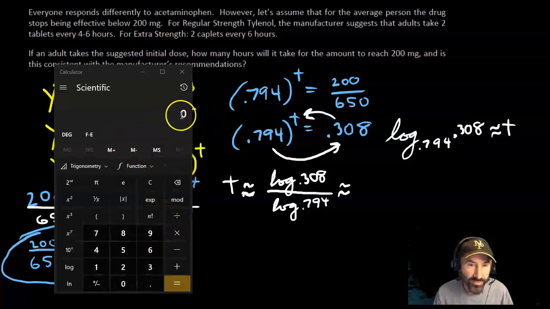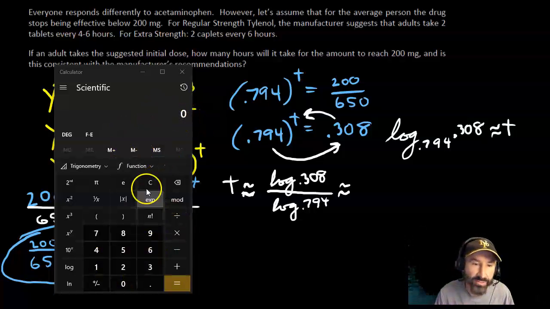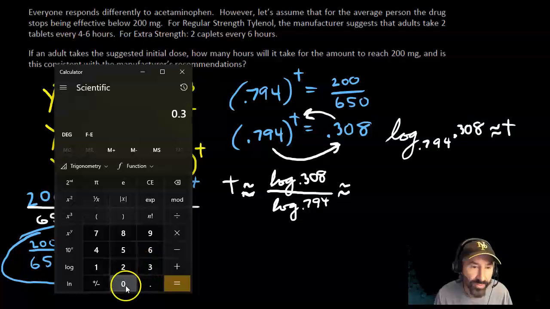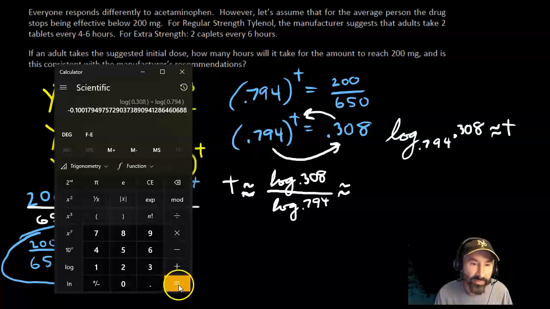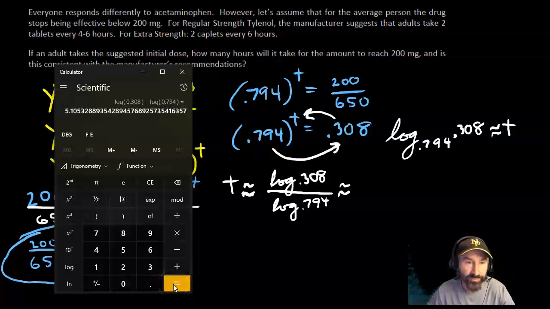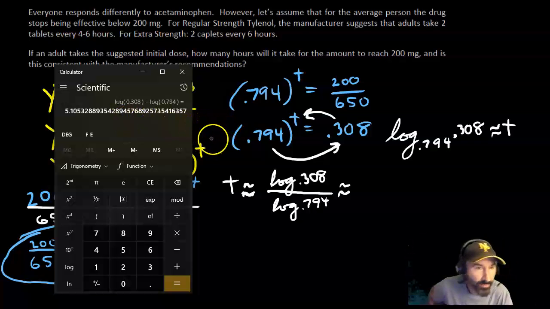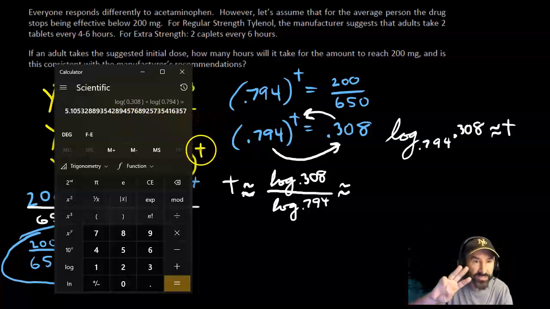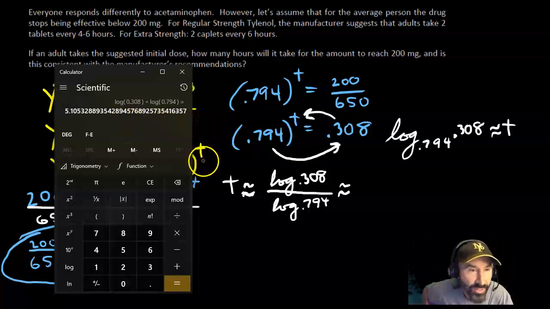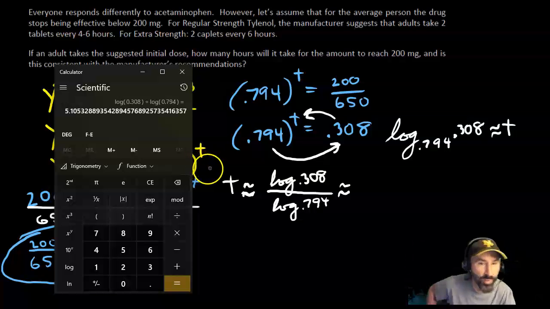I cleared it out so that we're starting with 0 on the calculator, and then we'll do 0.308, and we'll take the log of that, and we'll hit divide, and then we'll do 0.794, and take the log of that, and then we will go ahead and divide. When we do, we get a number that's a little more reasonable. This number is 5.105. I'll round that to 3 decimal places, although I could get away with 2 easily. That looks to me like 5.105.